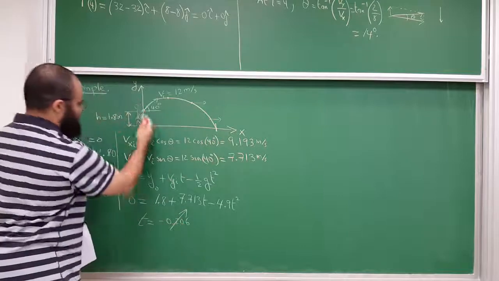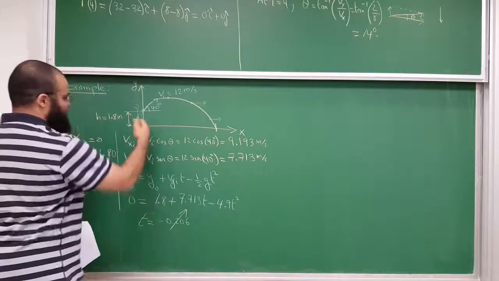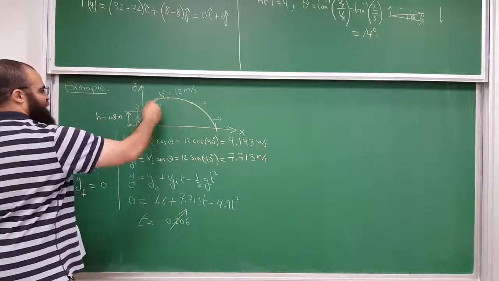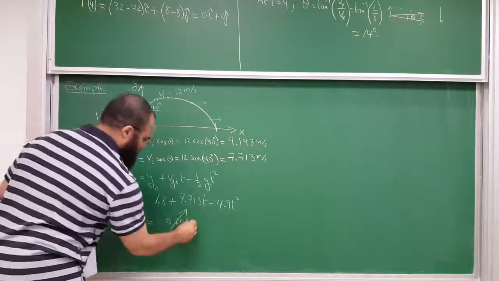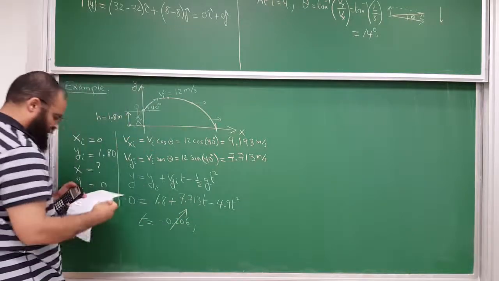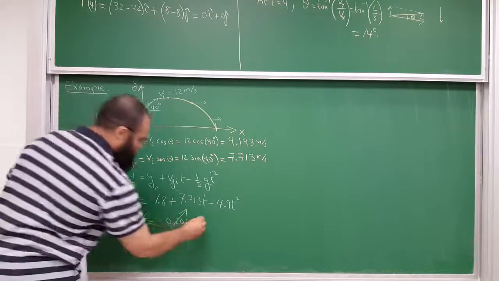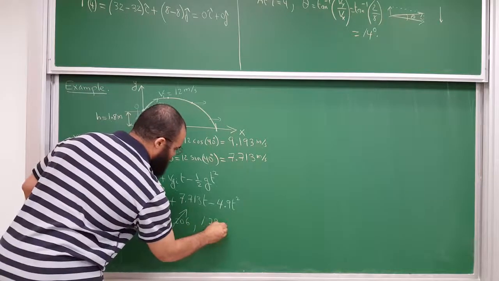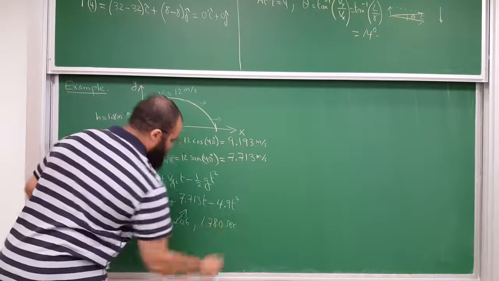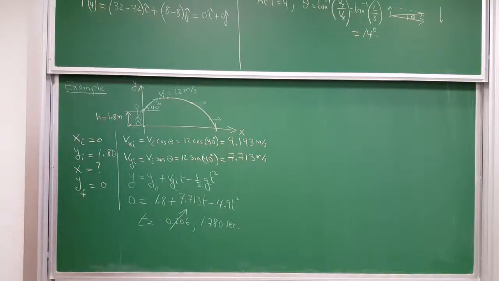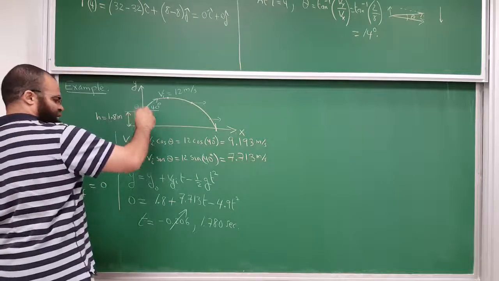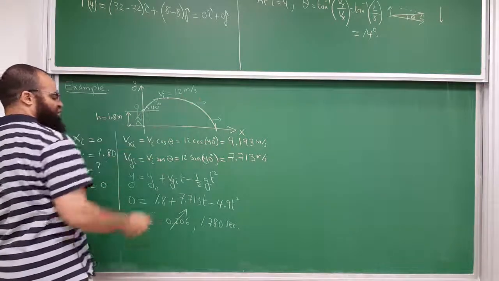We know what it means. 0.206 seconds, if it follows this path, it was at the ground, but we don't need this. Or the solution that we take is the 1.780 seconds. That's the time. So now, it is flying, and at every moment it's making progress to the right.